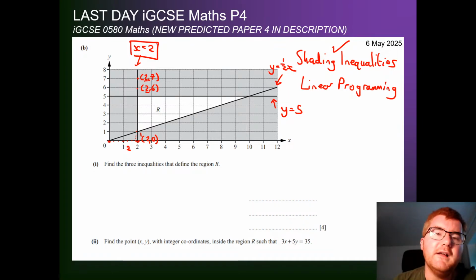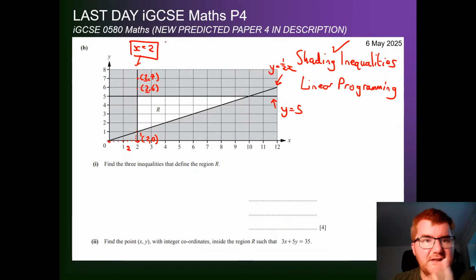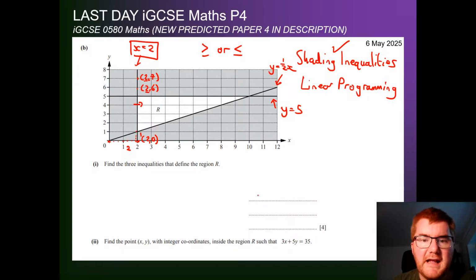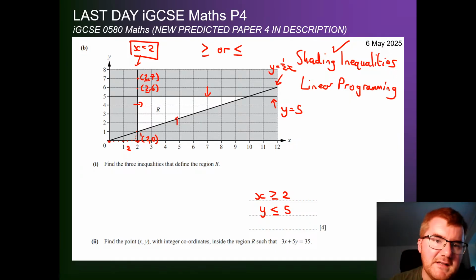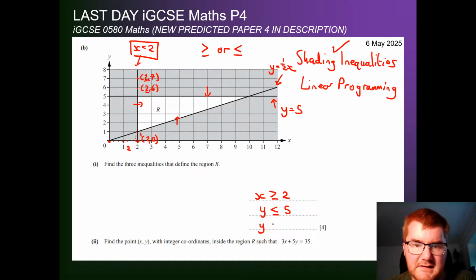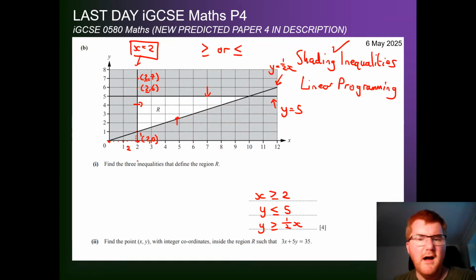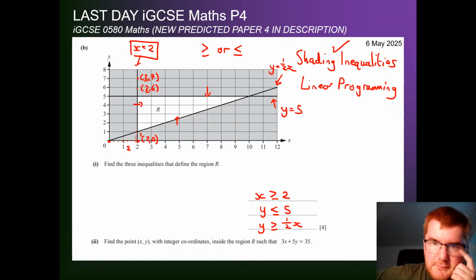Now we need to work out if we're going to do greater than or less than. Notice these are all filled in lines, so we're only using greater than or equal to, or less than or equal to. We're going to the right of this line, so we want x is greater than or equal to 2. We want below this line, so y is less than or equal to 5. And we want above this line, so y is greater than or equal to a half x. Notice you can write these inequalities the other way round. I've written it the same way as the mark scheme has.